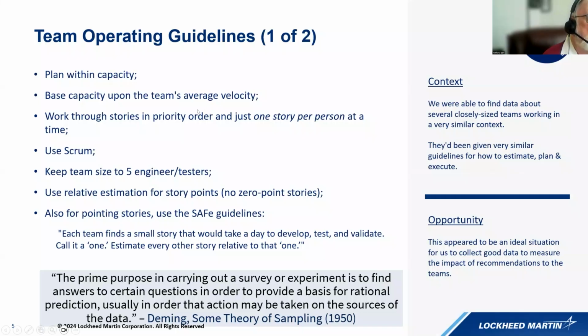This was really a specification for the behavior of the simulation. The teams were planned within capacity. They based the capacity on their average velocity from previous runs of the simulation. They'd work through the stories in priority order and only one story per person at a time. So there weren't multiple people working on the same story. They would use Scrum. It would model the Scrum sequence of events. The team sizes would just be 5 engineers or testers.